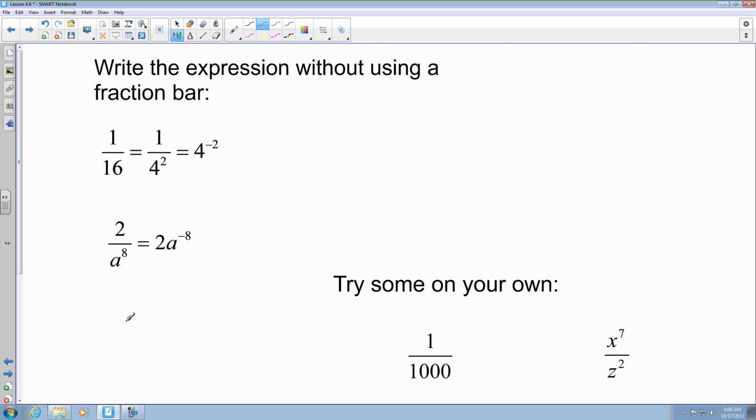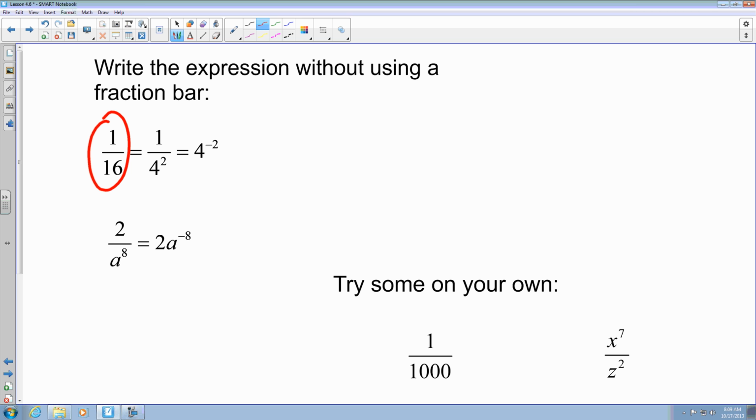So this section here is going to show us a little bit in reverse of what we just did. What I want to do for these expressions is remove the fraction bar. How we do that is we just take values and put them as negative exponents, just like this first one here of 1 over 16. I know that 16 is 4 squared, so that's why it equals 1 over 4 squared.